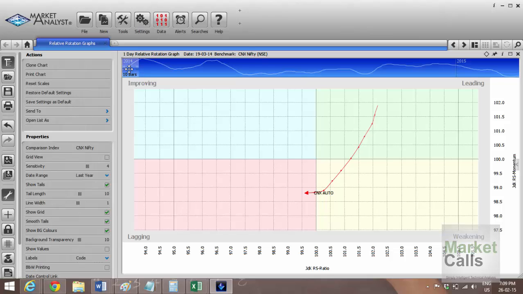Right now, since the start of 2014, the auto sector is in the lagging quadrant, indicated with the red color arrow, and its tail shows it moved from leading to weakening to lagging quadrant. Now I'm moving the slider. You can see the tail moving very slowly from lagging to improving, improving to leading, leading to weakening, and from weakening once again into lagging. You can see a clockwise rotation.